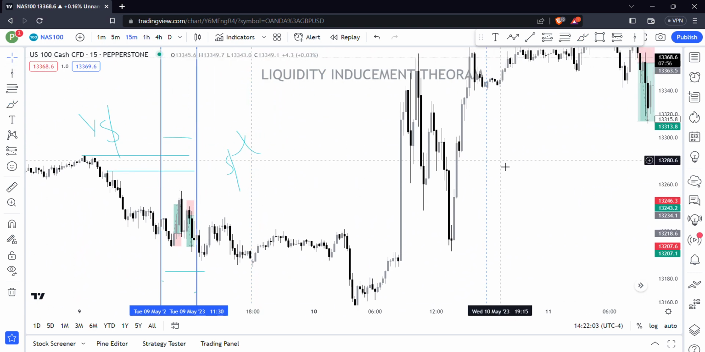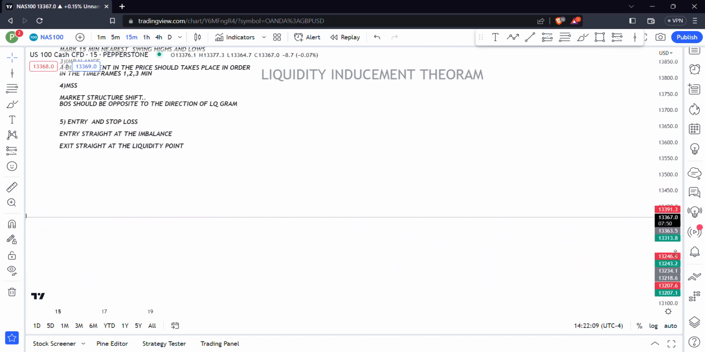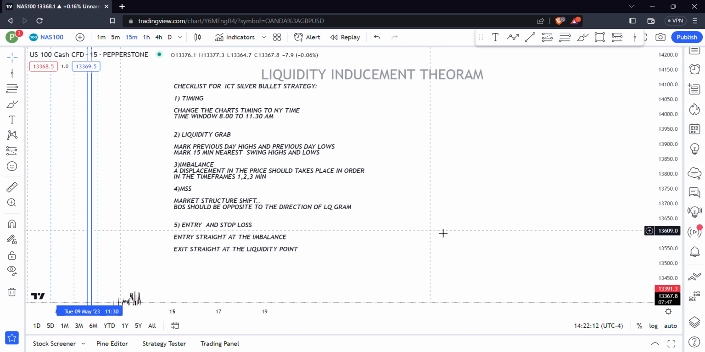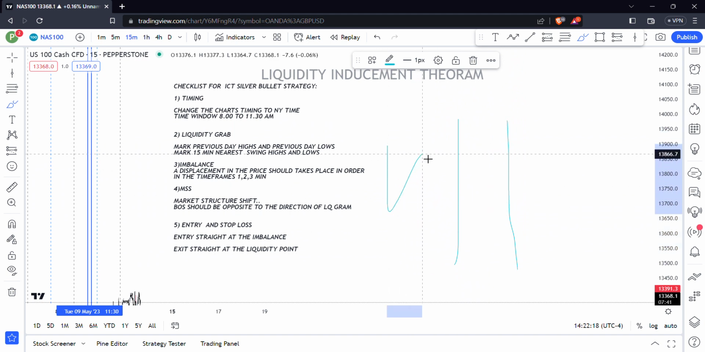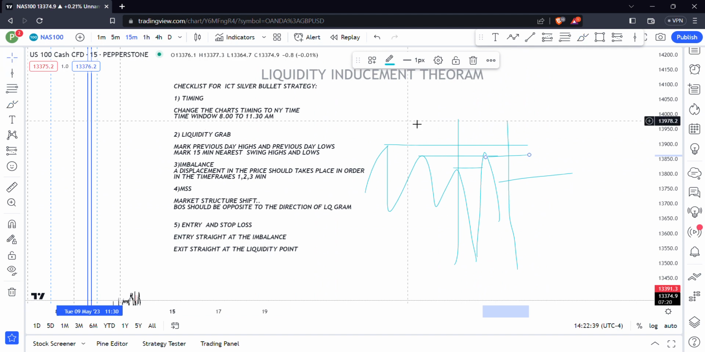Okay? And the next point in the checklist is the liquidity grab. The liquidity grab should happen at the nearest high or nearest low. Let's say this is the market, and the market is coming like this, and in that time window there should be a liquidity grab. So you should always mark the nearest liquidities. If this is the nearest liquidity and there is a huge imbalance, then this is the area we should look at. We should always mark the nearest liquidities in the time window of 8 to 11:30, and we should wait for the liquidity to be taken out.